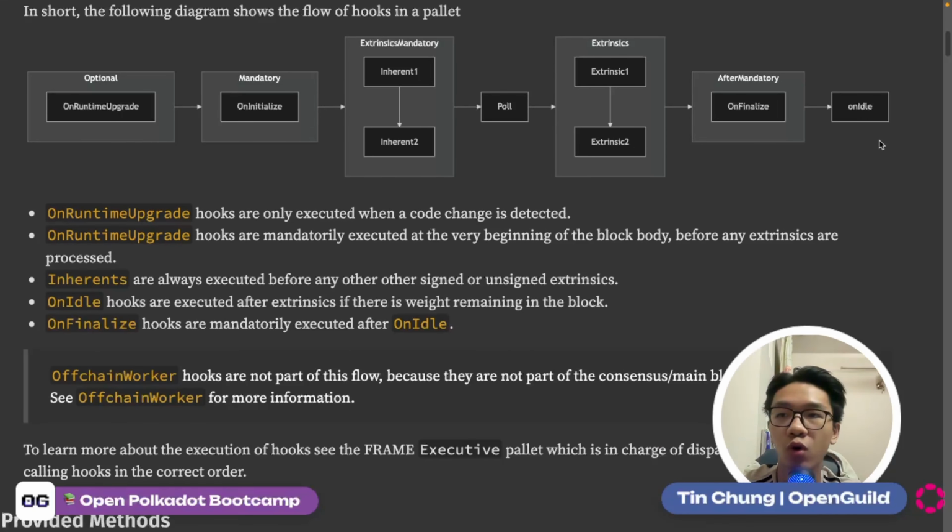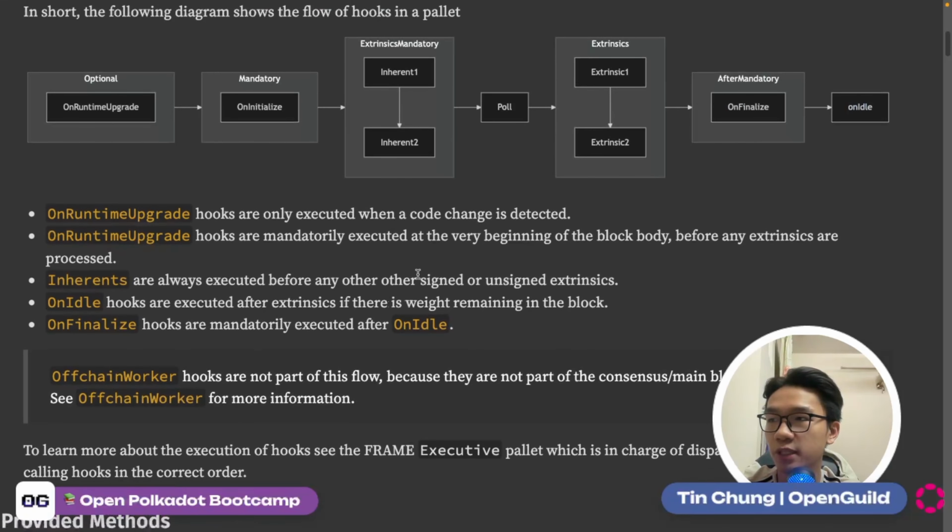We also have another hook called on idle. On idle is actually similar to on finalize, but it's after all the things happen, and there is still some weight left in the block, so this hook is going to be executed. About the inherent, most of the time you don't touch inherent, but for advanced use cases of Substrate, a custom blockchain in Substrate, you might want to touch the inherent. So inherent happens before the extrinsic is executed. Inherent happens here when you poll, and then you get an extrinsic and execute it later.